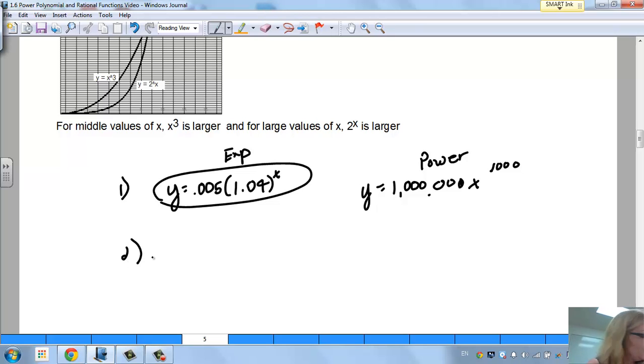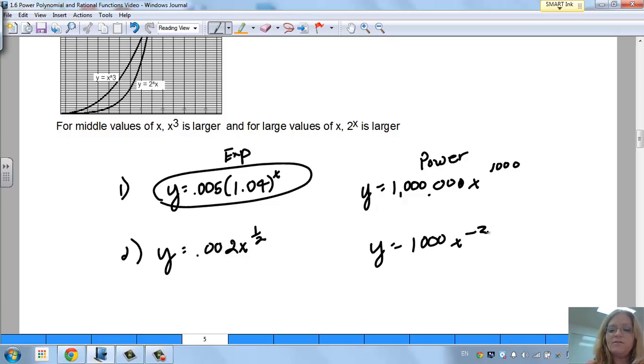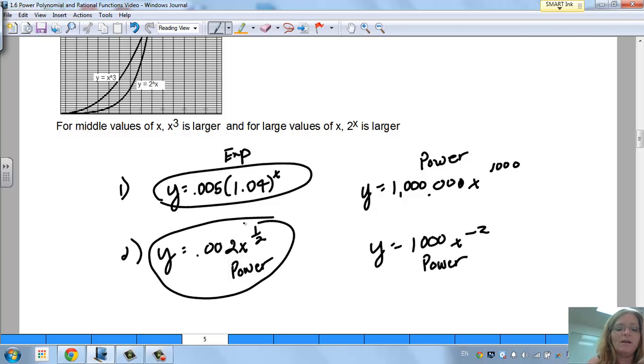This is number 2. If I had y equals 0.002 x to the 1/2 versus y equals 1,000 x to the -2. These are both power functions. This one's a power function. This one's a power function. And the higher power dominates no matter what. So this one will dominate just because 1/2 is bigger than -2. Well, that concludes our introduction of power functions.